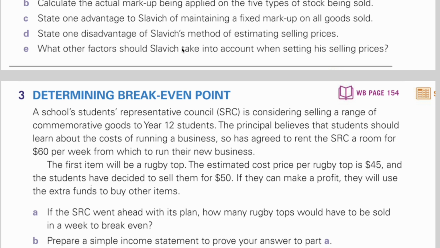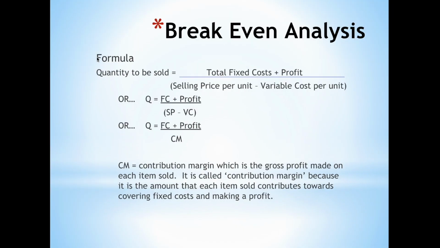Alright, so the first part of the question is, if the SRC went ahead with its plan, how many rugby tops would have to be sold in a week to break even? So we've been given a formula to calculate the break-even point, or the quantity to be sold in order to reach the break-even point. So we have Q, which is the quantity to be sold, equals the total fixed costs plus the profit, divided by the contribution margin, which is the selling price minus the variable costs.